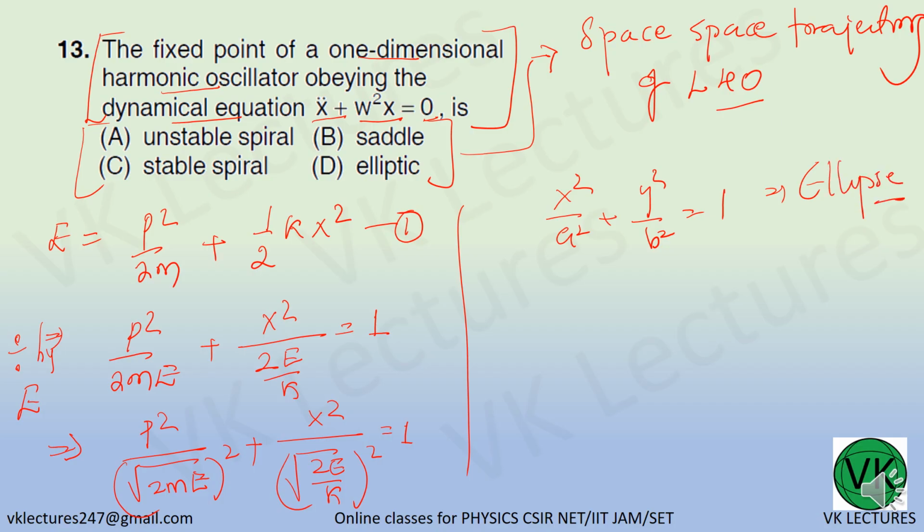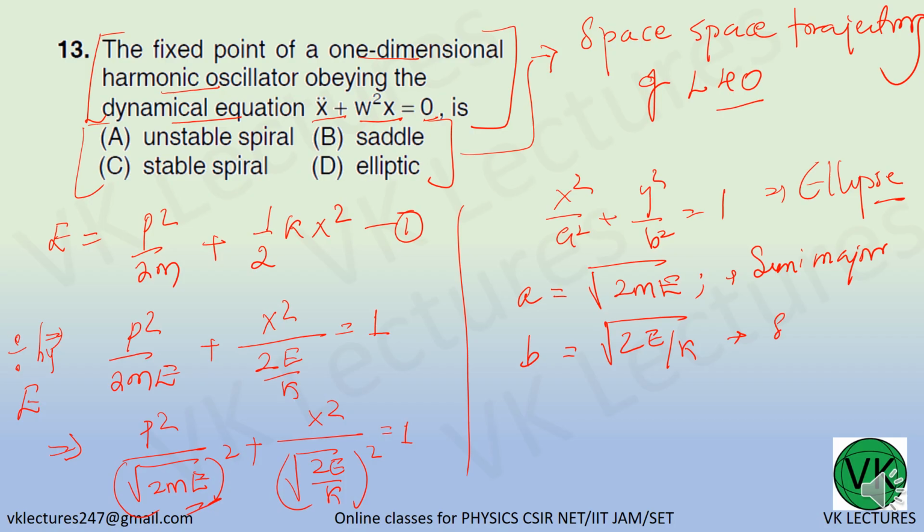Okay, for the linear harmonic oscillator, A is equal to under root 2mE, and B is equal to under root 2E divided by k, where A is the semi-major axis and B is the semi-minor axis. So the space-wise trajectory of a linear harmonic oscillator obeys an elliptical path, where the semi-major axis and semi-minor axis are under root 2mE and under root 2E by k respectively.